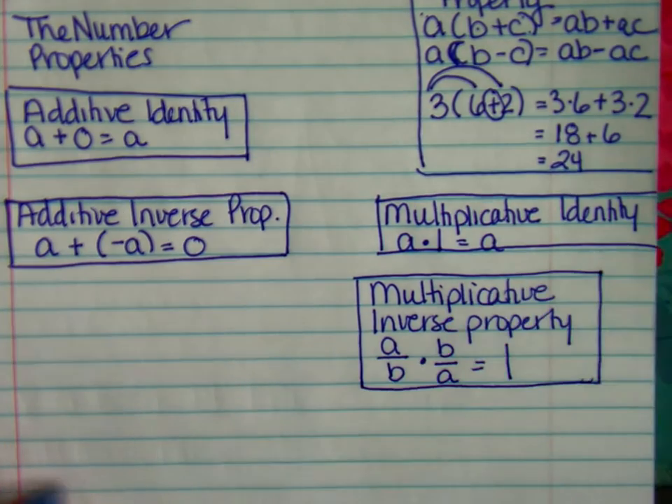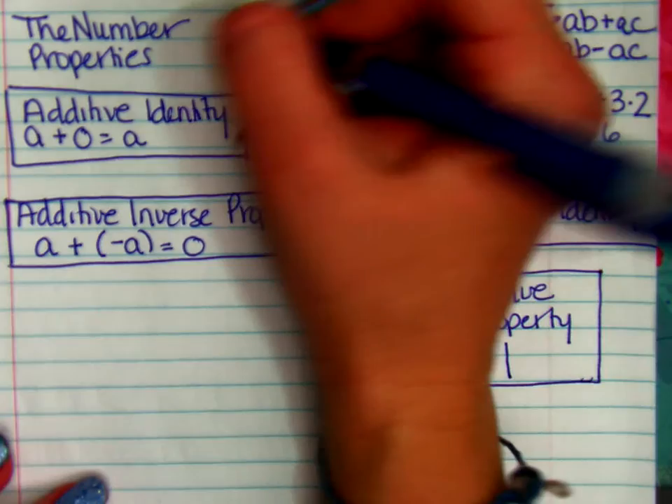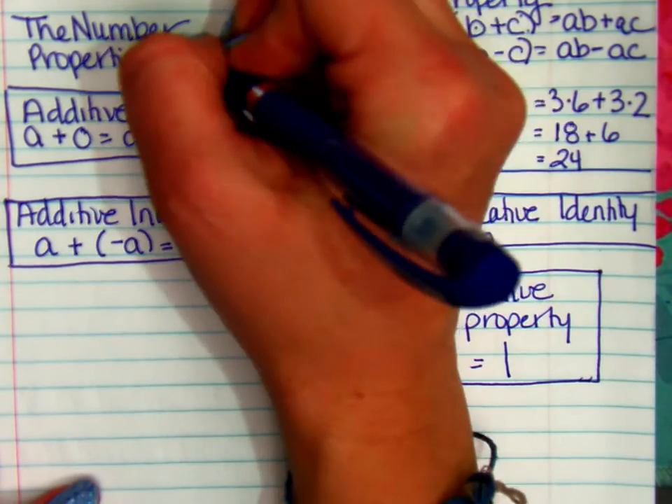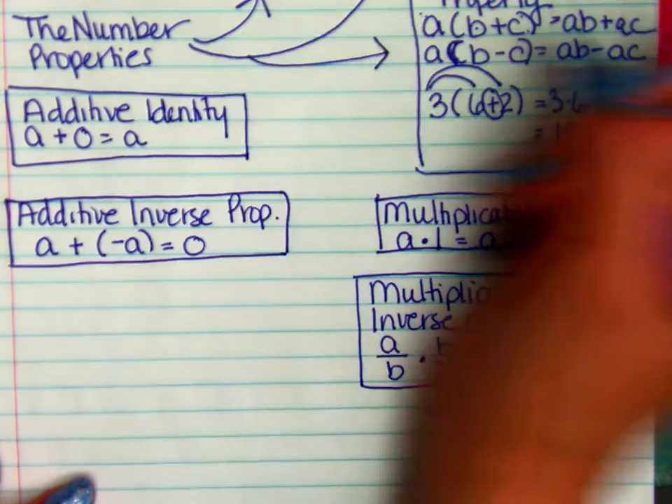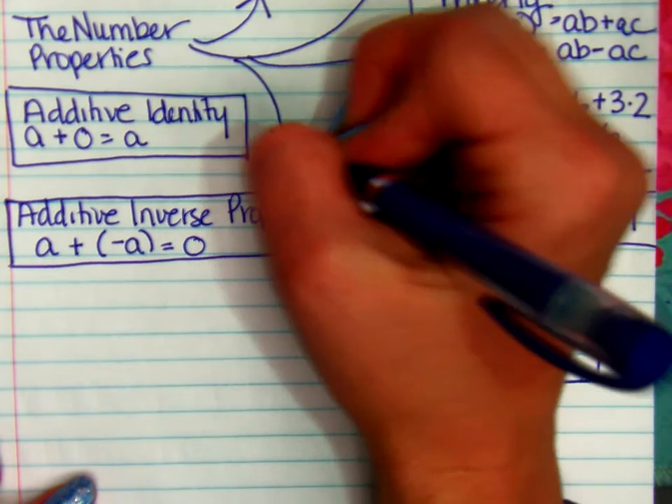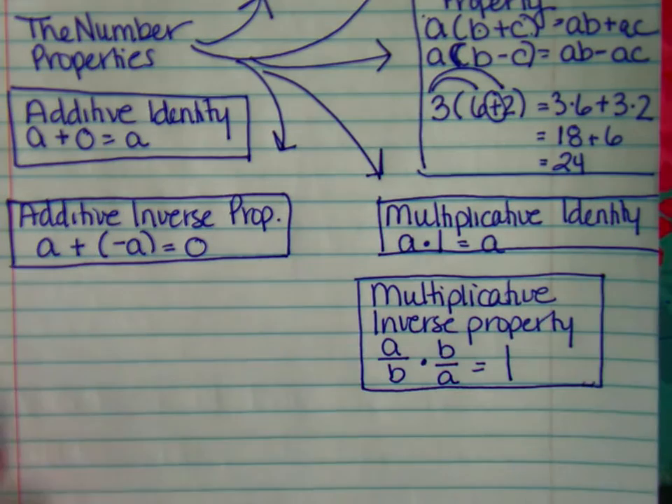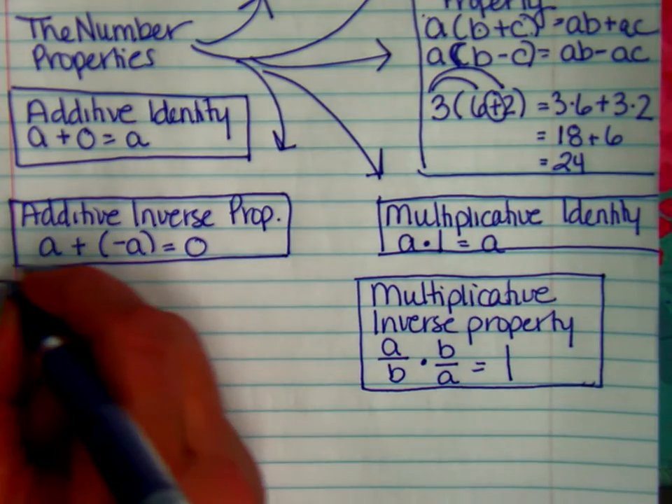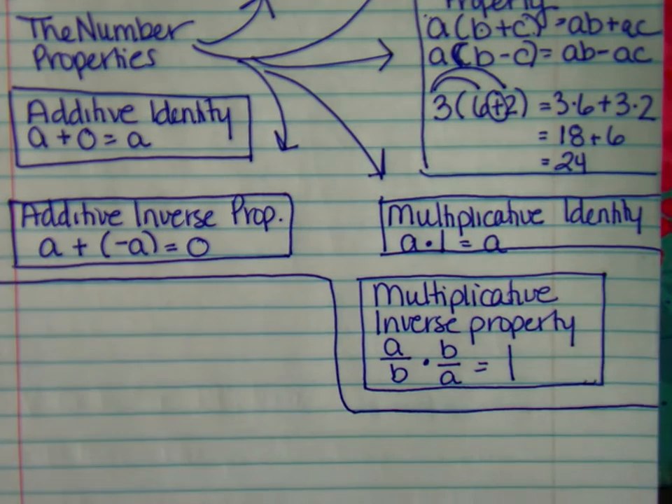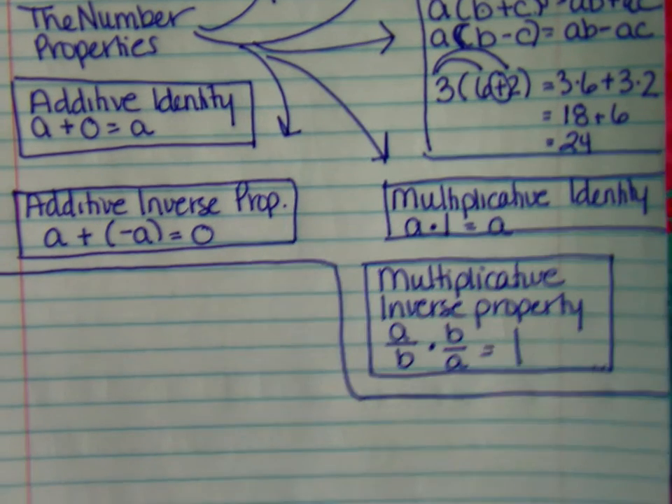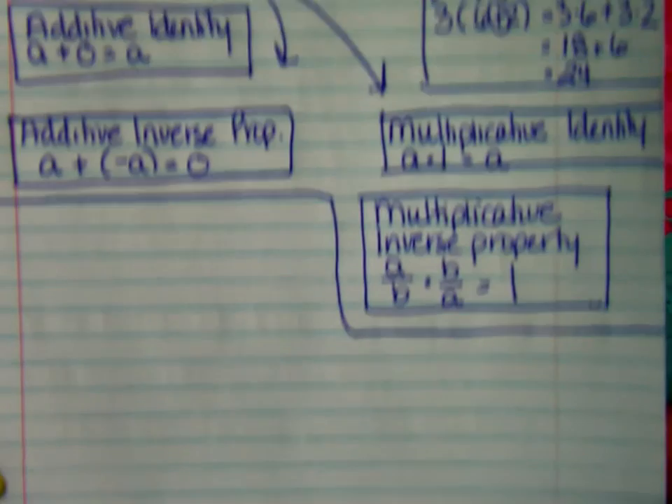So there are some very important properties. We can just draw little arrows. We have all these fun properties that we learn in math and we use very frequently. And they're going to help us because when we come into algebra and we get to a problem, sometimes we don't know what to do. And these properties will help us know what to do.